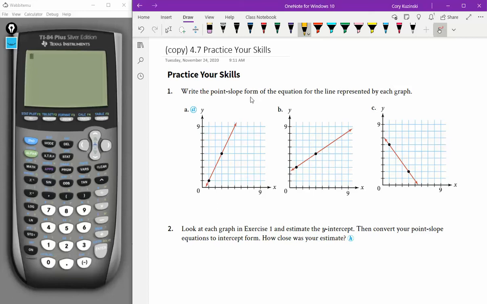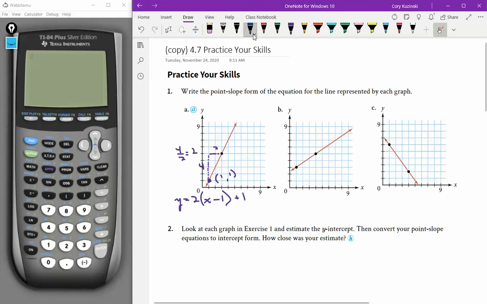All right, first off, we're going to write point slope form of the equation for the line represented by each graph. If we take this point right here, which is at (1, 1), then point slope form of that equation would be y equals, well, we've got to know the slope, don't we? So let's see, it goes up from 1 to 2, 3, 4, 5. So it goes up 4 and right 2. So 4 over 2 is 2. That's our slope. So y equals 2 times x minus 1 plus 1.